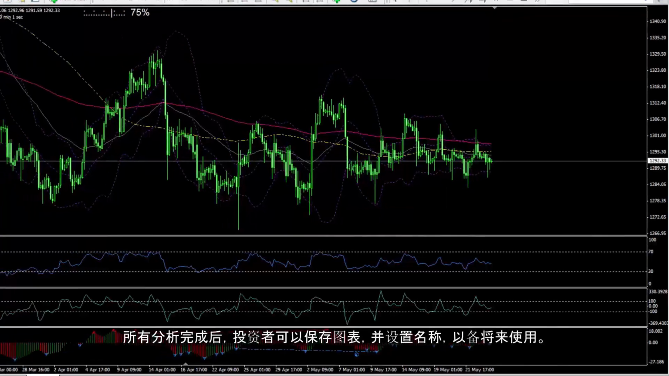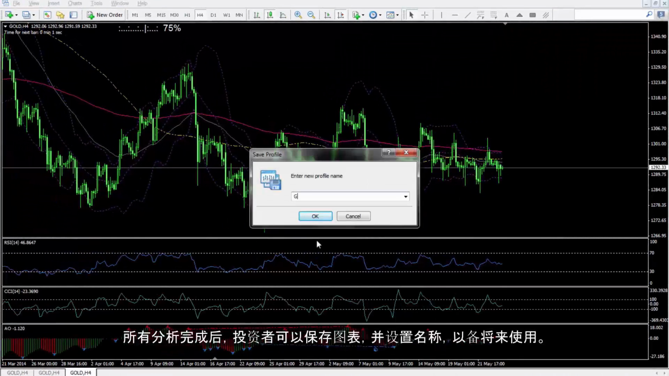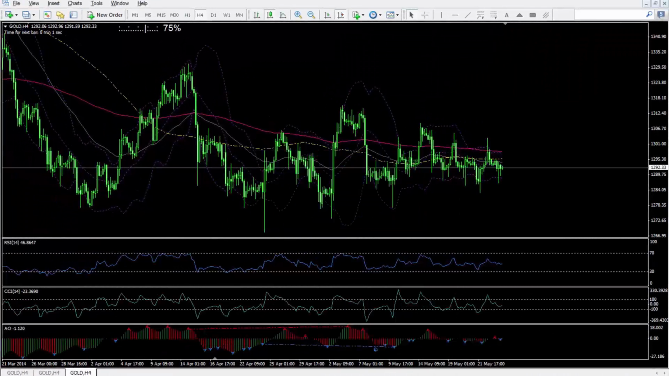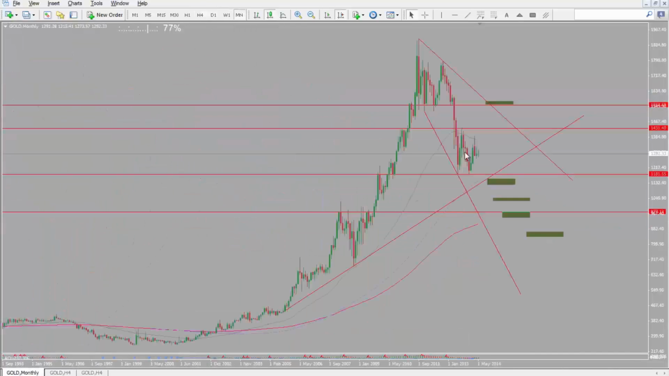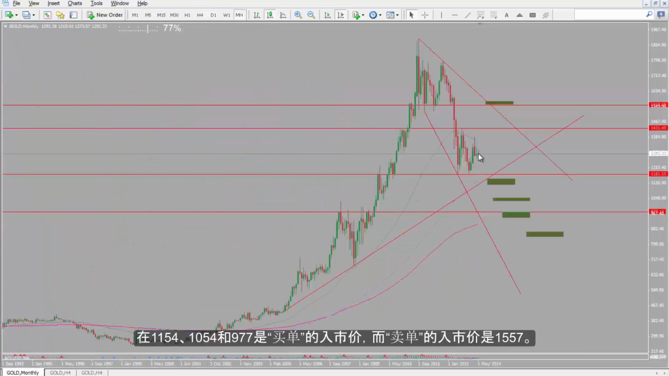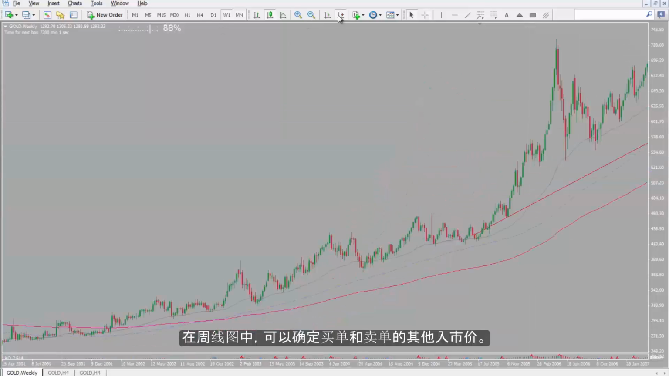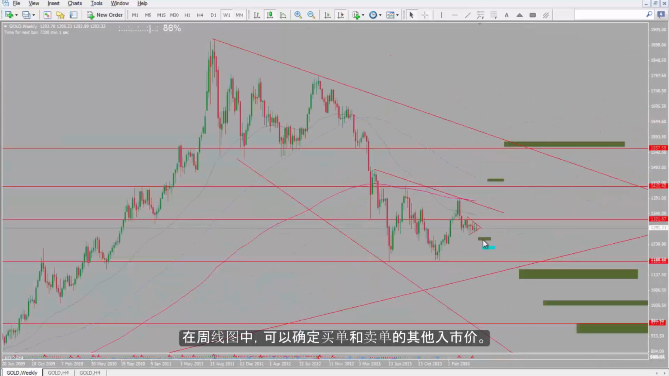After all the analysis, a trader can save the charts with a certain name for future retrieval. This profile includes 3 charts and all their properties. To sum up, on the first chart with a monthly time frame, there are buy entry prices at 1154, 1054 and 977, while the entry price of a sell order would be 1557. On a weekly time frame, the entry prices of other buy and sell orders can be determined.